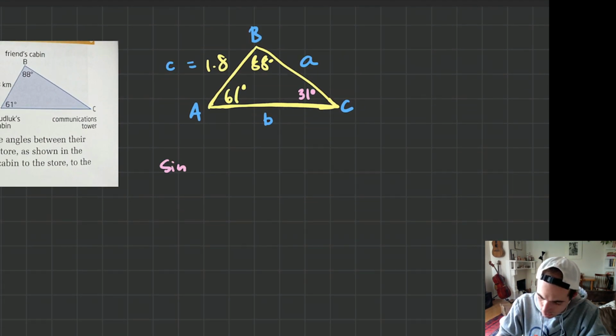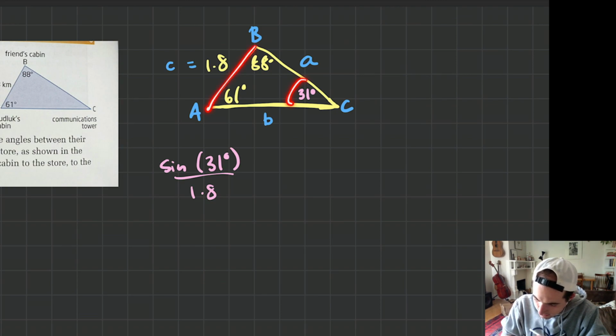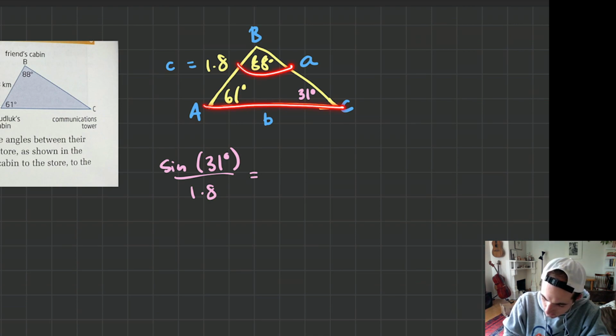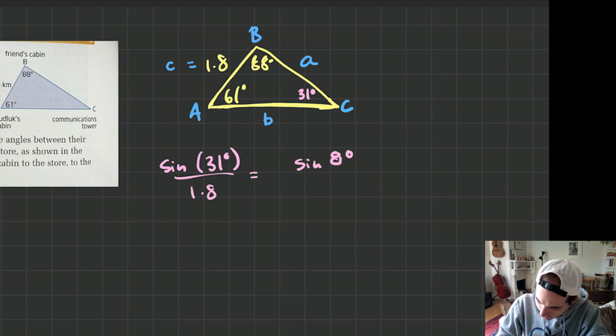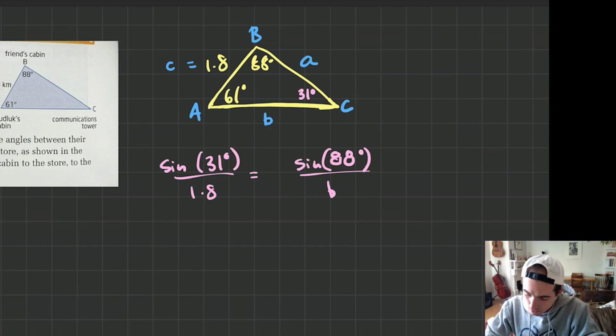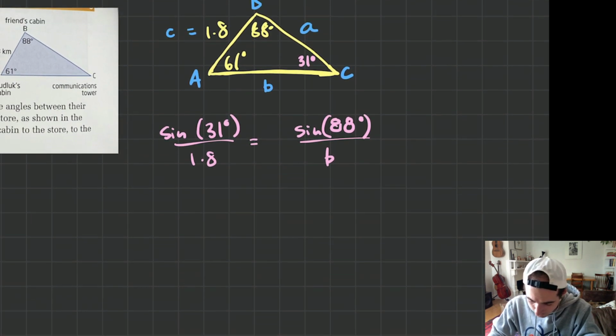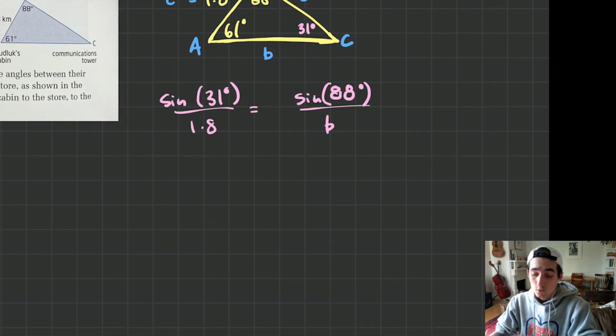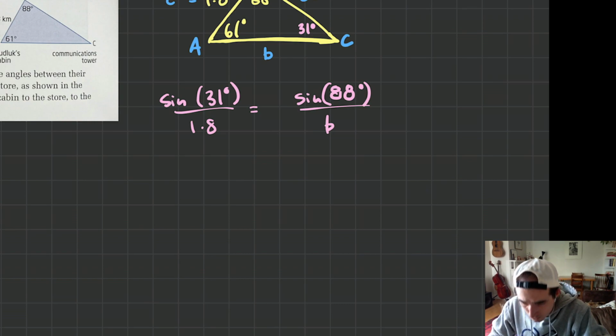So I've got sine of 31 degrees over 1.8, right? Sine of this over this is equal to, well, I want this side, and I have this angle, so sine of 88 degrees all over b. And it's just an equation. It's got one variable. All of these other values are just numbers. So there's only one variable for us to solve for. It's not like a system of equations where there's all sorts of variables that we have to juggle with. No, it's just the one variable. We just have to solve for it. So I'll show you a quick trick.